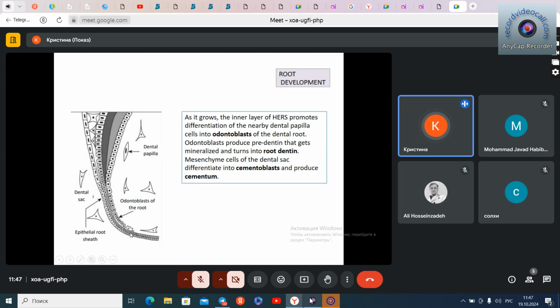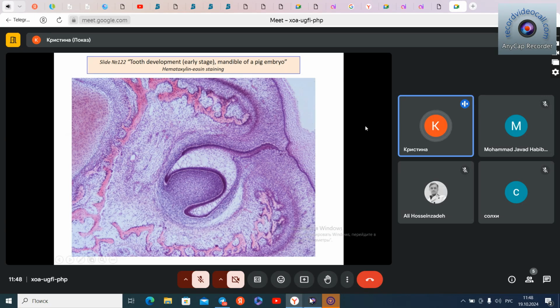The Hertwig's epithelial root sheath then is broken down, disrupted, and should not be present in a mature tooth normally, but can be present and form some small tumors, cysts, etc. So here, this is our histological preparation called tooth development early stage, which is actually the stage of the enamel organ.